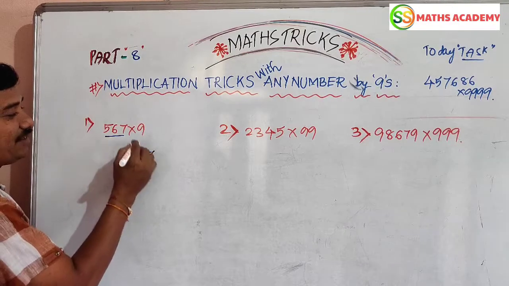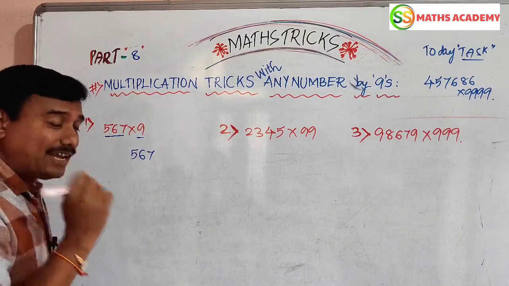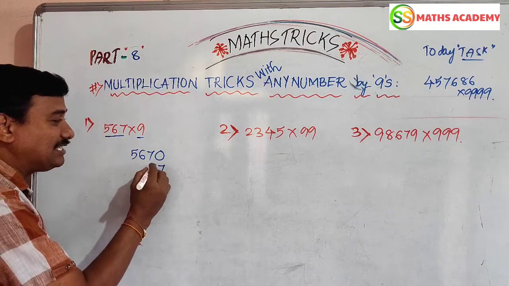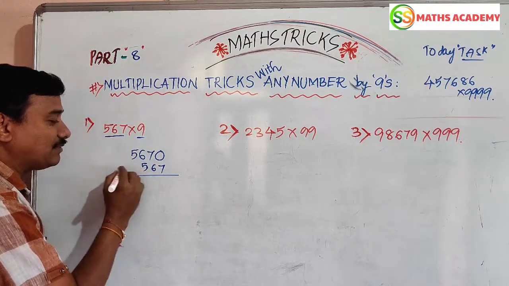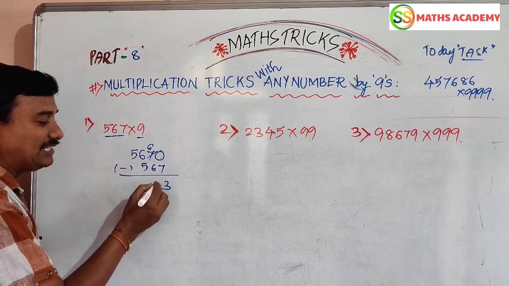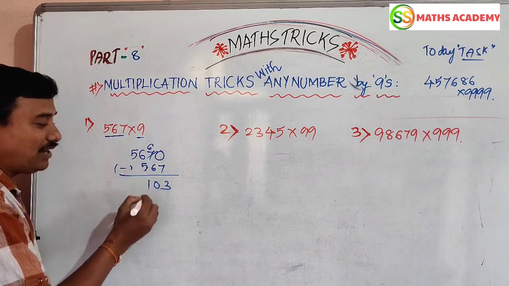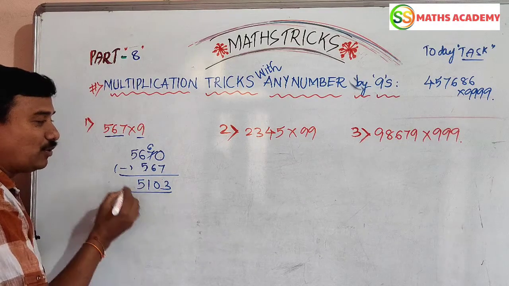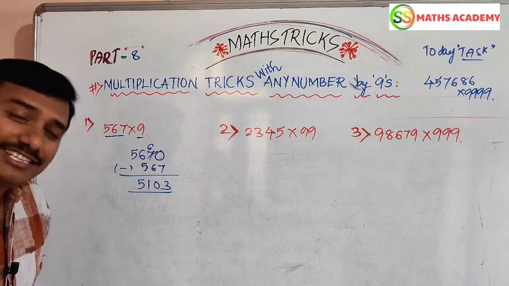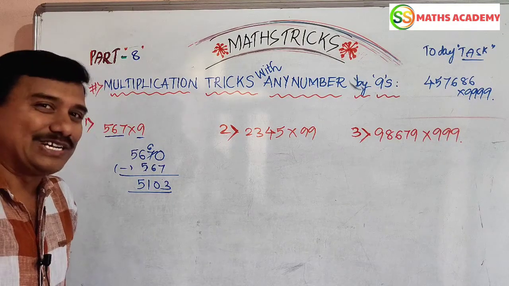Simple, 567. How many 9s are there? 1 nine. Take 1 zero. Now this number you have to take as it is down and do subtraction. 10 minus 7, 3. It becomes 6. 6 minus 6, 0. 6 minus 5, 1, 5. So 567 into 9 is nothing but 5103. Check your calculator immediately, no doubt at all.